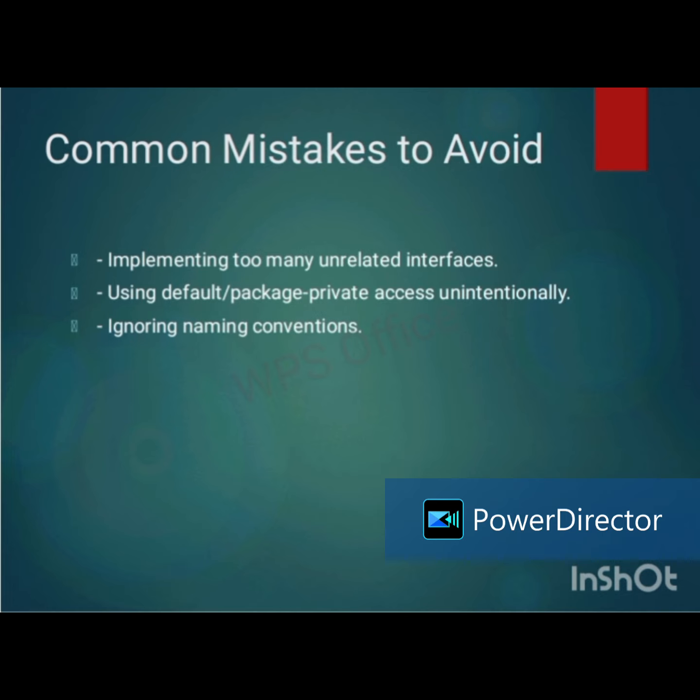Secondly, many developers unintentionally use default or package private access modifiers for classes and methods. In Java, if you don't specify an access modifier, the member gets package private access by default, which means it is only accessible within the same package. Use public for classes and methods that need to be accessible outside the package and restrict access using private or protected when necessary. Third, ignoring naming conventions can lead to disorganized code that's hard to read and maintain.